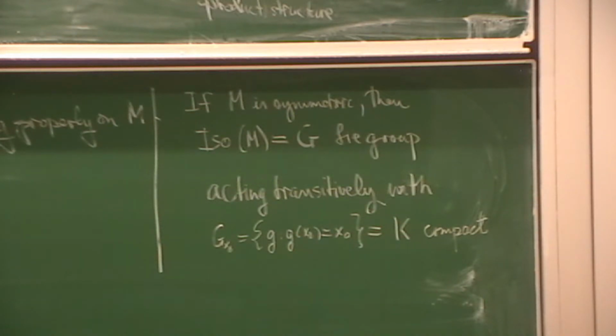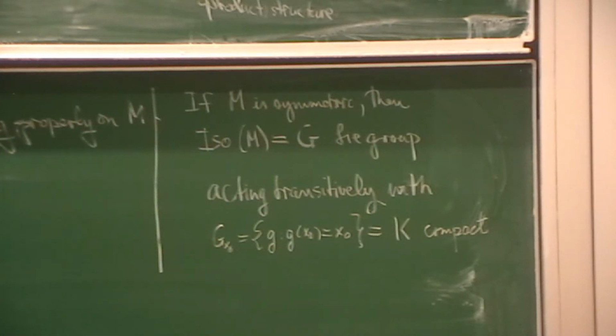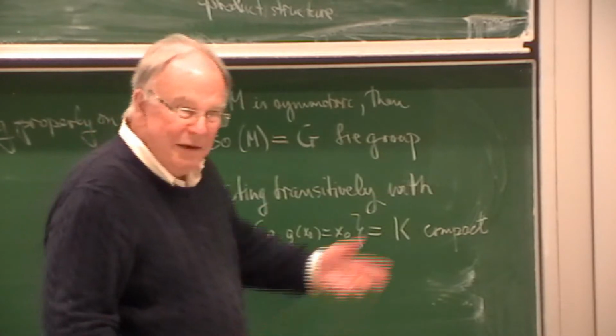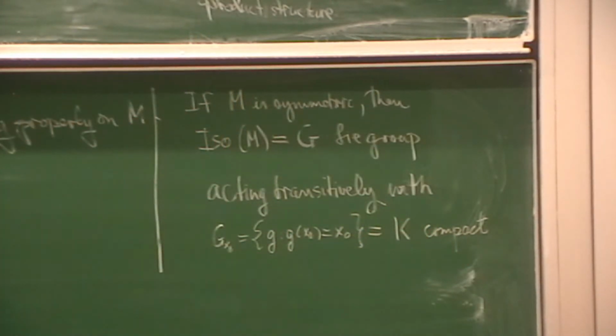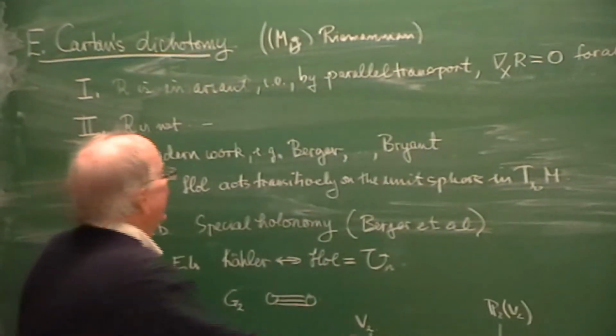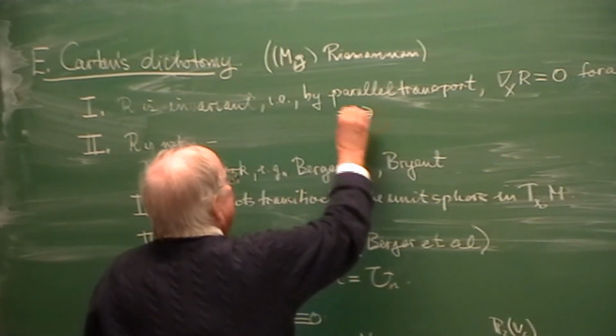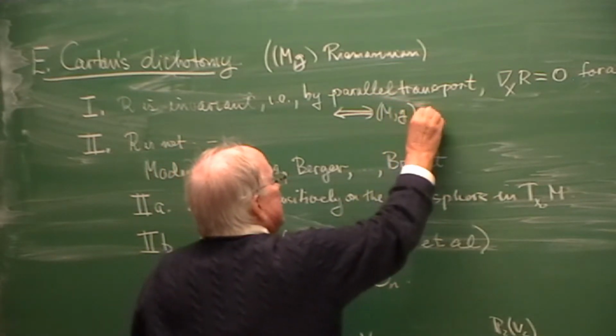So now I state Cartan's theorem. Well, maybe I've stated it. Wait a minute. Have I stated it? Right here. Where is it? The simply connected. Oh, there it is. Curvature is invariant, given only if this is a symmetric space. And now look at the classification. Classification is one, curvature is invariant. And now Cartan's theorem is if and only if M is a symmetric space.